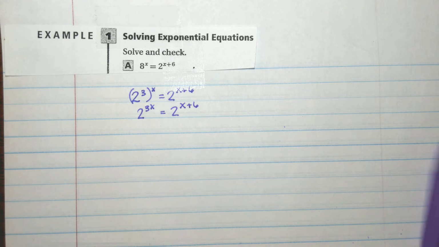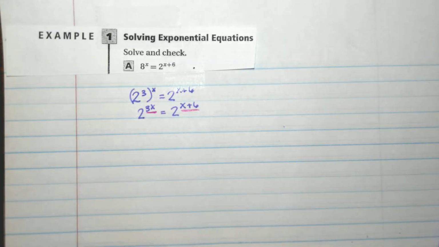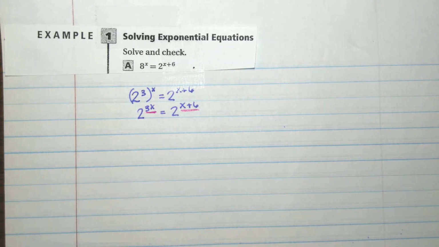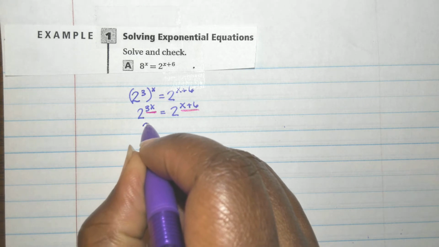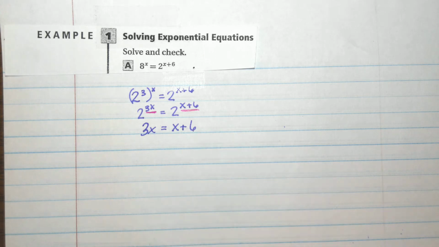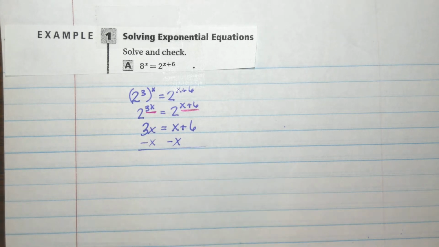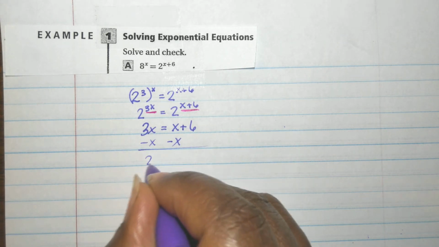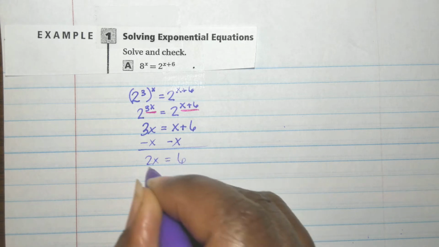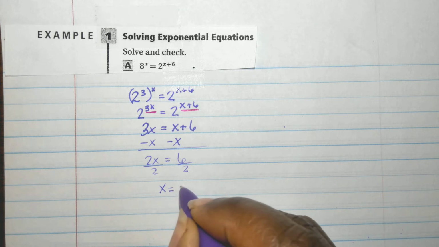So now what we have is an equation with the same base, and we can make our exponents equal to each other. So that turns into a simple two-step equation. 3x is equal to x plus 6. Okay, now we'll solve it. Bring our variables on the same side, subtract x on both sides, and what we have is 2x is equal to 6. Divide by 2, and we have that x is equal to 3.